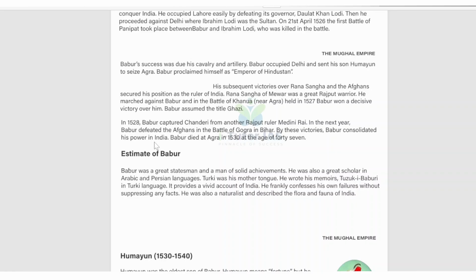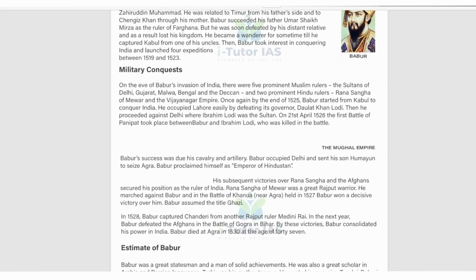Rana Sanga of Mewar was a great Rajput warrior. He marched against Babur and in the Battle of Khanua, near Agra, held in 1527, Babur won a decisive victory over him, and Babur assumed the title Ghazi. Okay, and in 1528, Babur captured Chanderi from another Rajput ruler, Medini Rai. In the next year, Babur defeated the Afghans in the Battle of Gogra in Bihar. By these victories, Babur consolidated his power in India, and Babur died at Agra in 1530 at the age of 47. Okay, so that's the time period of Babur.